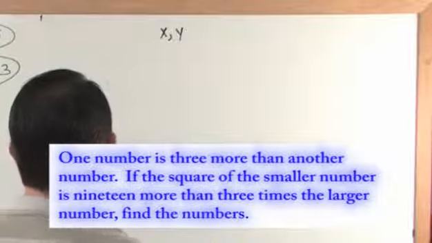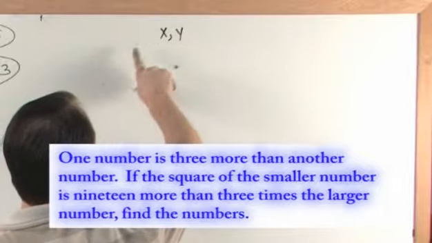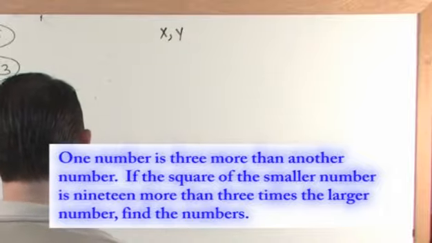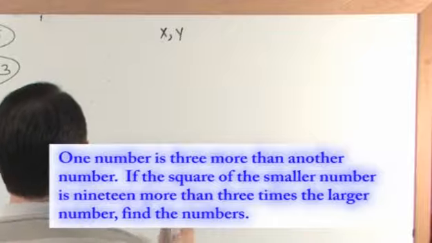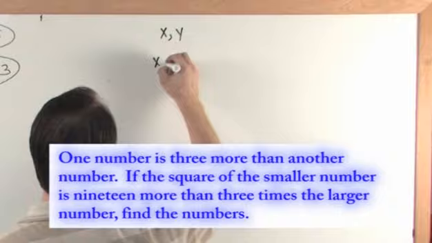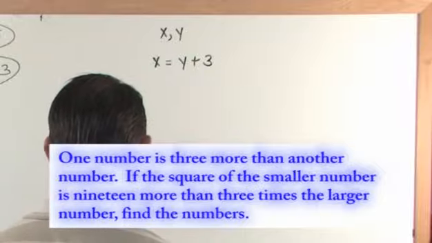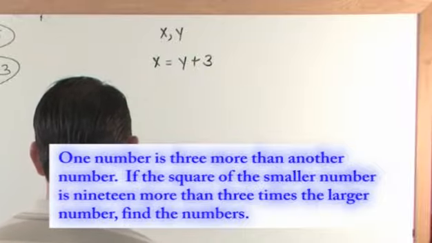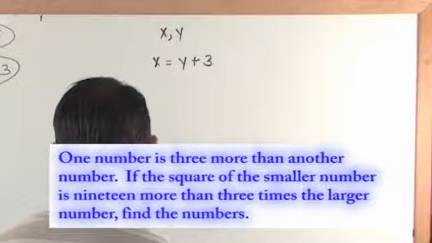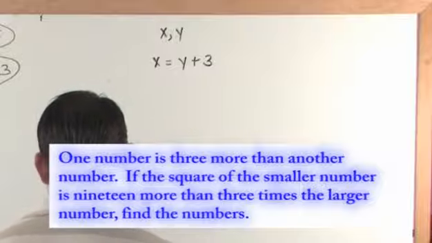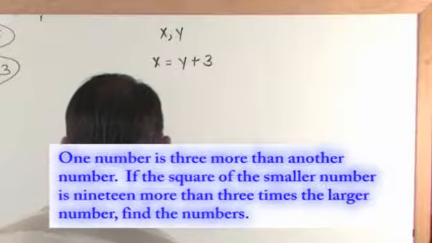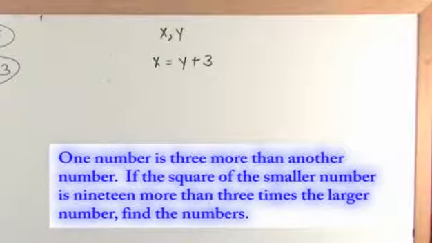So let's just read it. You're going to have two numbers, x and y. Those are the numbers we're trying to solve for. One number is 3 more than another. So start with that. One number is equal to 3 more than another. So write that down. The next sentence: if the square of the smaller number is 19 more than 3 times the larger number, find the numbers.